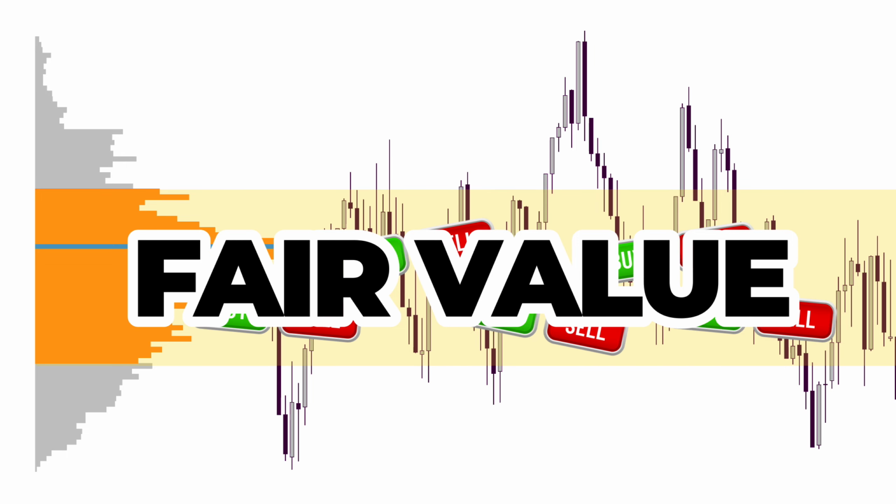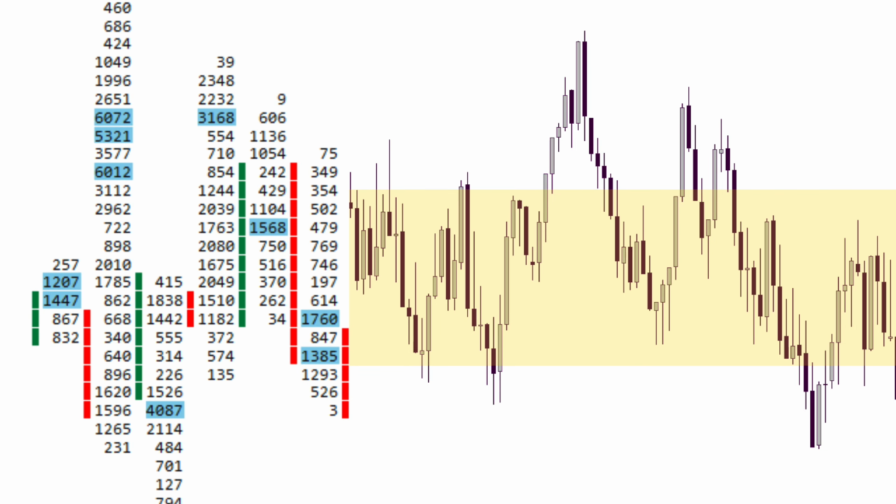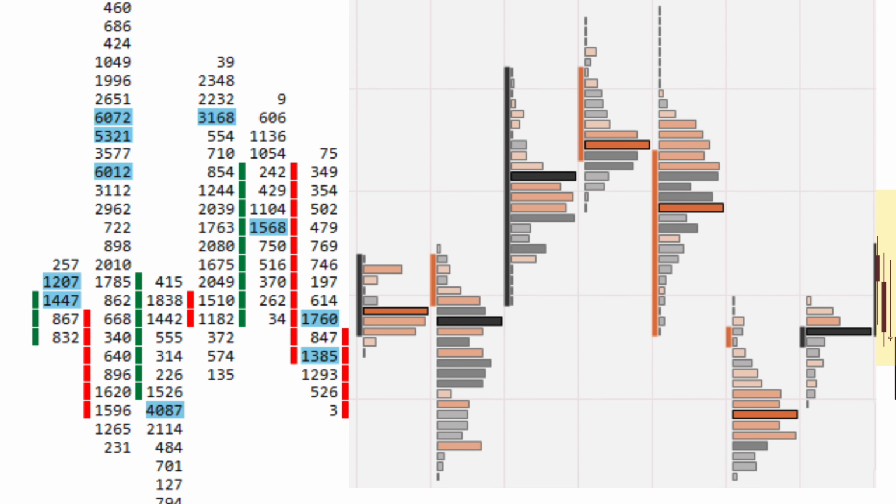When everyone agrees on the price, there's nothing to win, but you can't see that on a candle. This is the part I want you to see. If you don't know what a footprint or a delta is, it's simple. It's a way of seeing the order flow. How many people are buying, how many are selling, moment by moment.